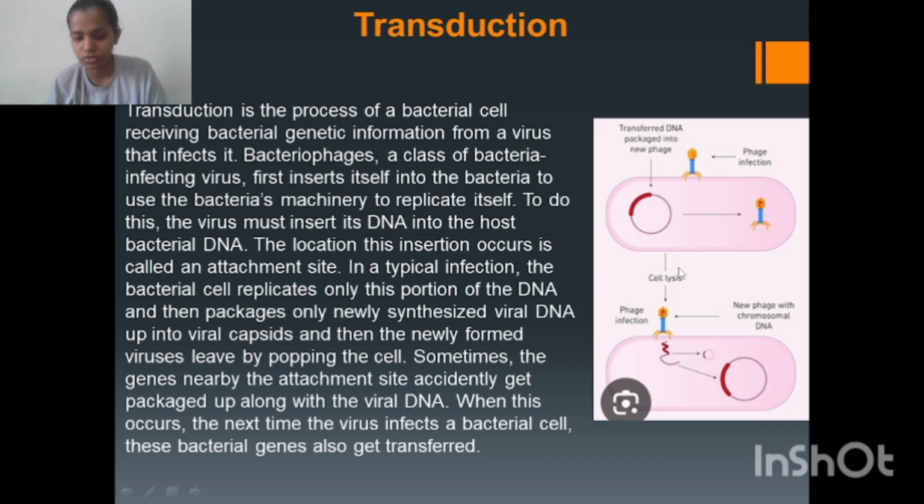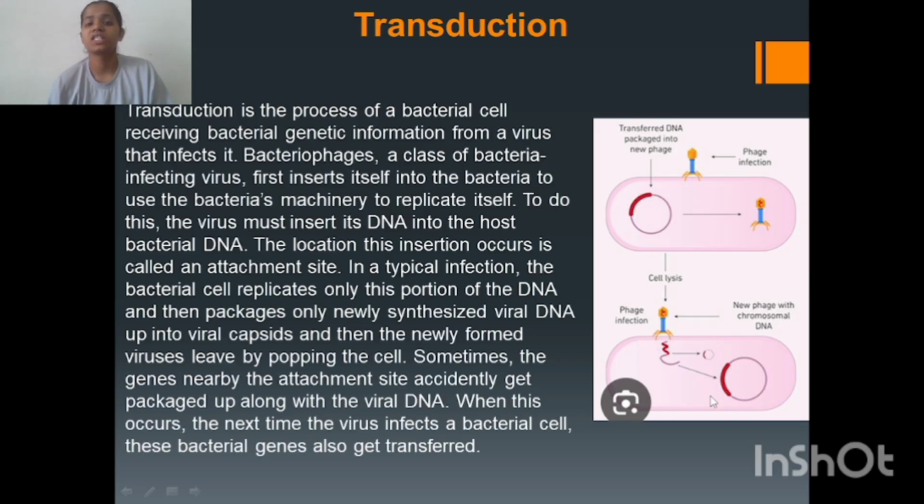Here you can see this is the cell lysis, releasing many new phages into the environment. Some of these phages now carry bacterial DNA. These phages then infect another bacterial cell and inject the bacterial DNA that they are carrying. Inside the new host cell, this DNA integrates with the bacterial chromosome through homologous recombination. As a result, the recipient bacterium gains new genes even though there was no direct contact between the two bacteria. The key point is that DNA transfer occurs via a virus, and this process is called generalized transduction.